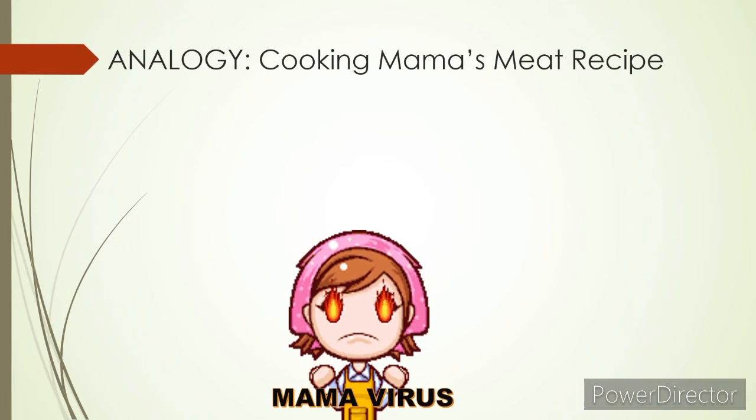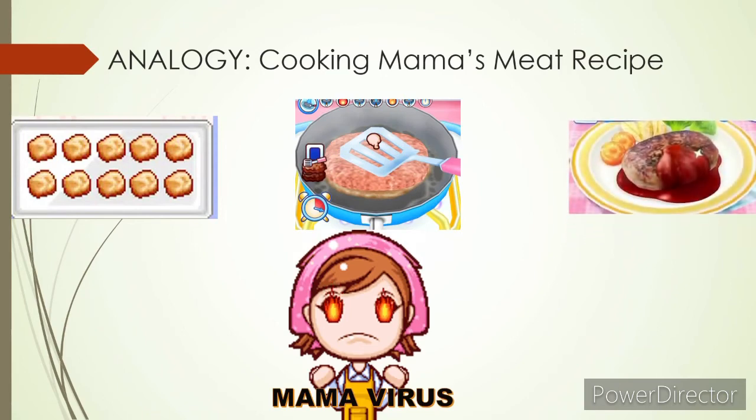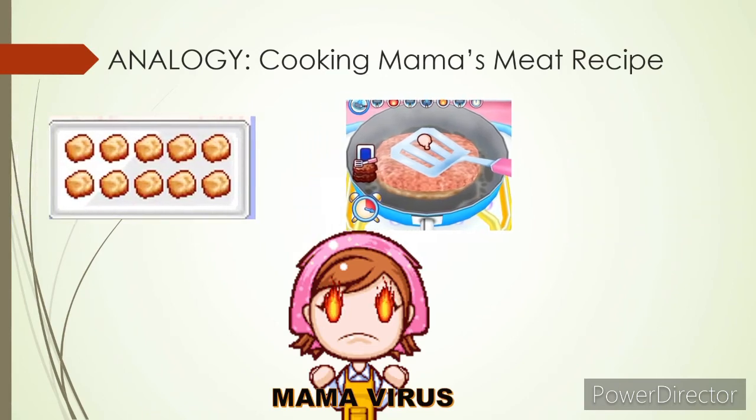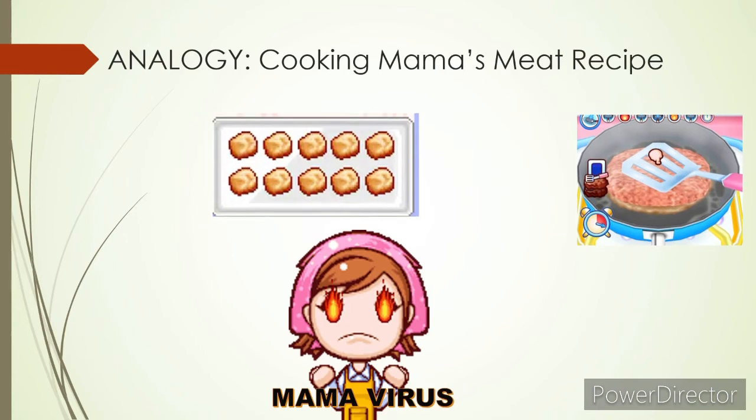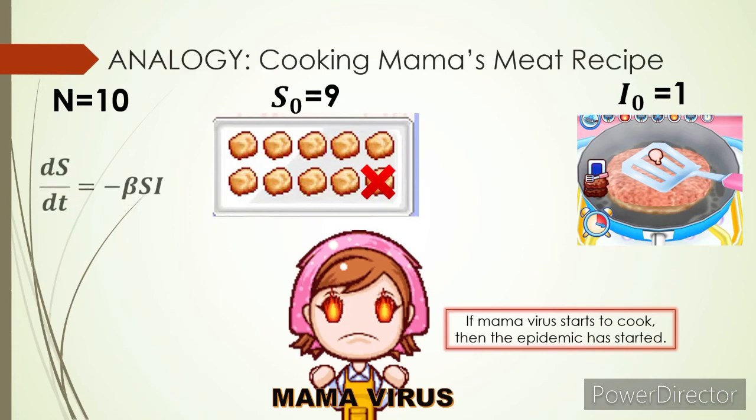The analogy will be Cooking Mama's meat recipe, wherein Mama prepares the raw meat, cooks the meat, and serves the meat. So in this example, the population will be 10, for 10 is a large number to satisfy the assumption of the model. When Mama starts to cook, the population will be separated into the susceptible raw meat and the infective meat. Remember the formula of the susceptible.